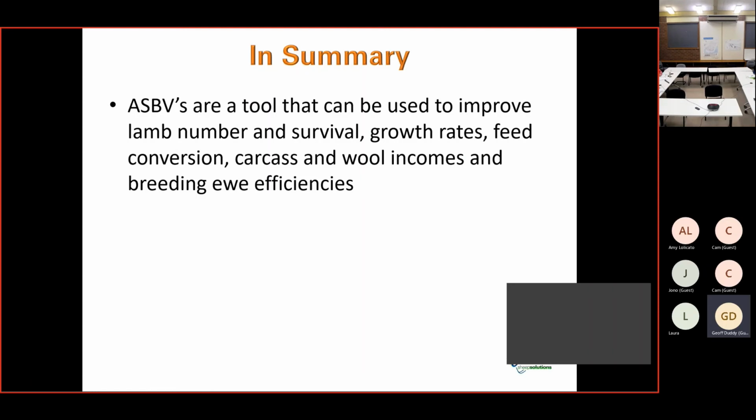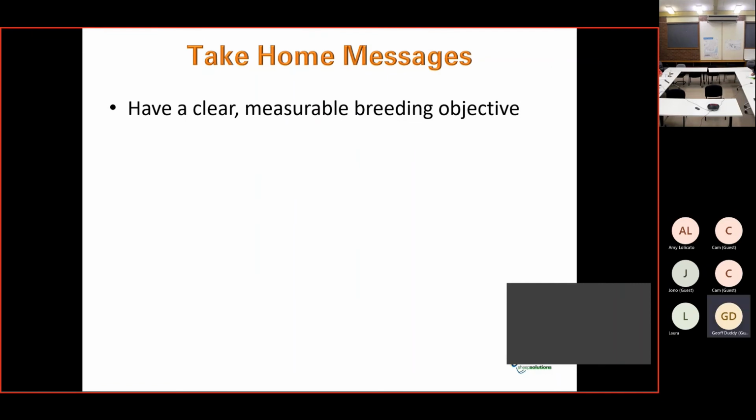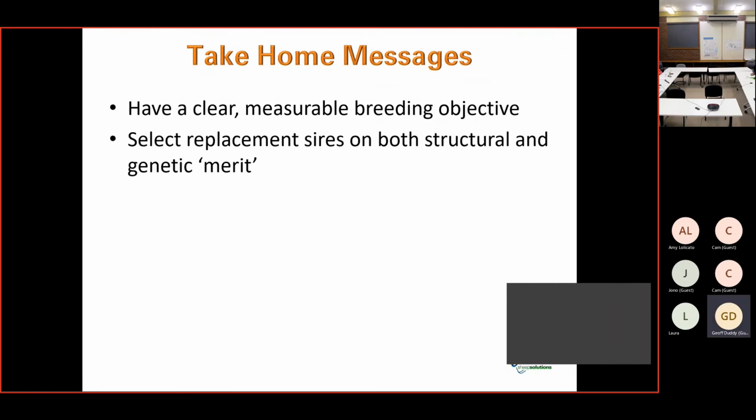ASBVs are a tool that can be used to improve our lamb number, lamb survival, growth rates, feed conversions, carcass and wool incomes, and breeding ewe efficiencies. The key, however, is balance. Identify what your primary profit drivers are, define your breeding goals based on those, and use ASBVs to meet both. So have a clear, measurable breeding objective.